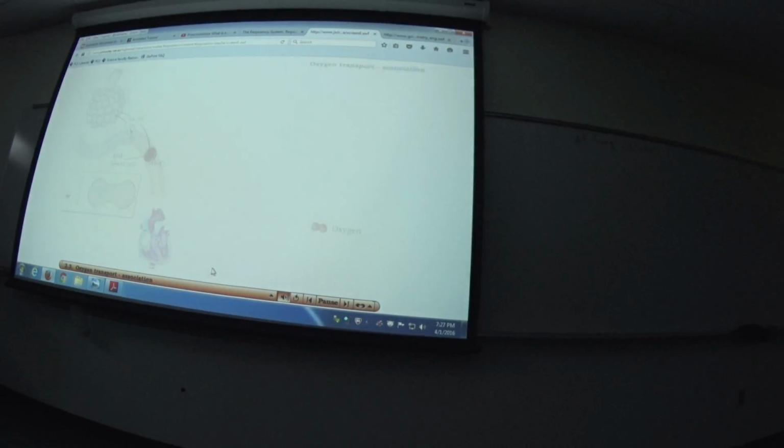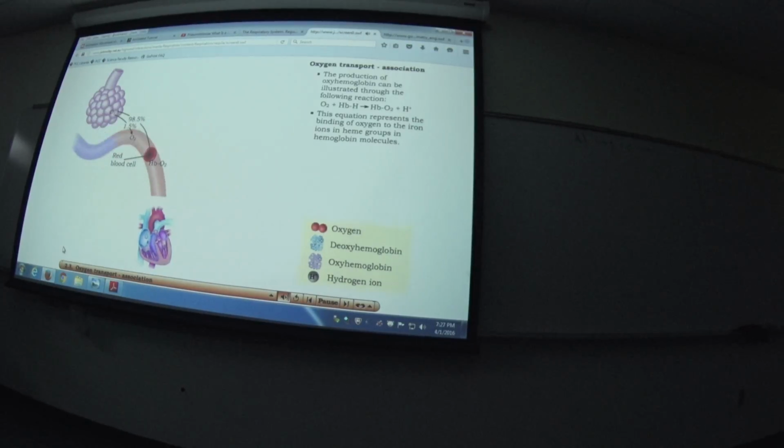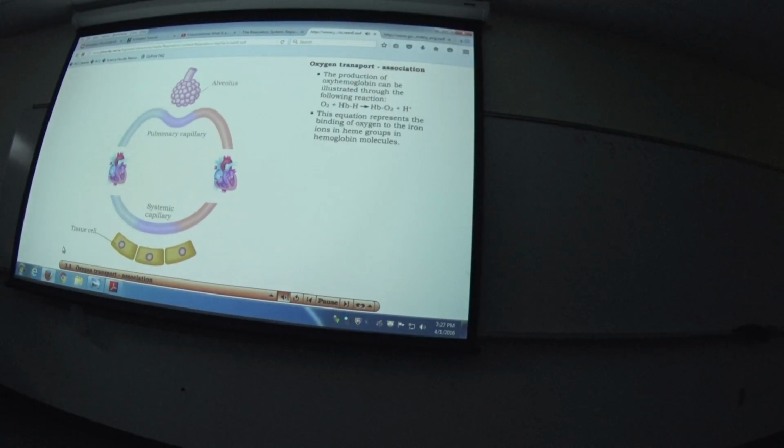Now comes the chemistry part. The production of oxyhemoglobin can be illustrated through the following reaction. Oxygen binds with deoxyhemoglobin to form oxyhemoglobin and hydrogen ions. This equation represents the binding of oxygen to the iron ions in heme groups in hemoglobin molecules. Oxygen association occurs at the lungs.